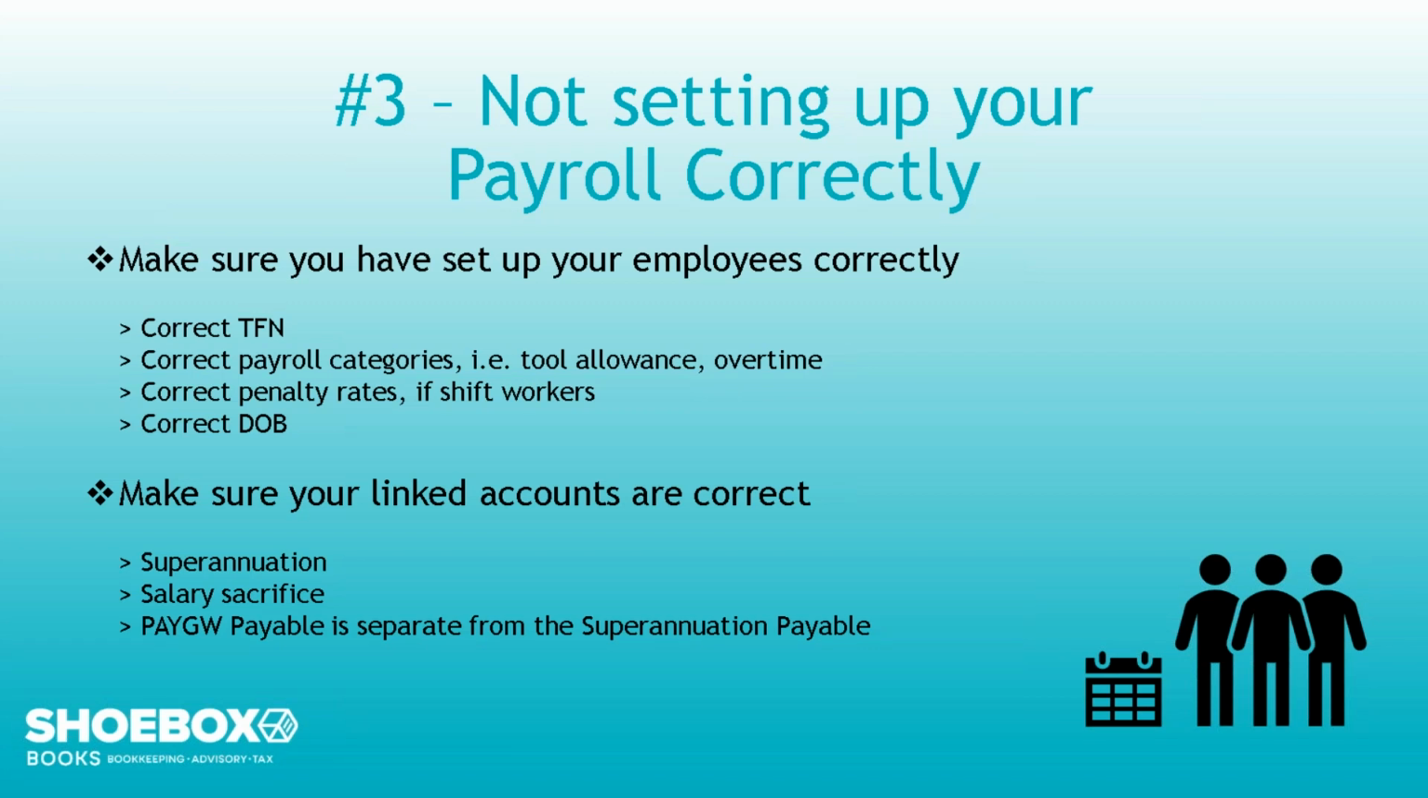If you are a tradie, then you may have to pay people a tool allowance. You may have RDOs. You may have a car allowance, a phone allowance. You may have overtime. You might have overtime multiplied by 1.5 for the first 2 hours, and then overtime multiplied by 2 for any hours after that. Penalty rates: if you have shift workers, you'll have rates after 12 midnight or rates after 6 p.m.